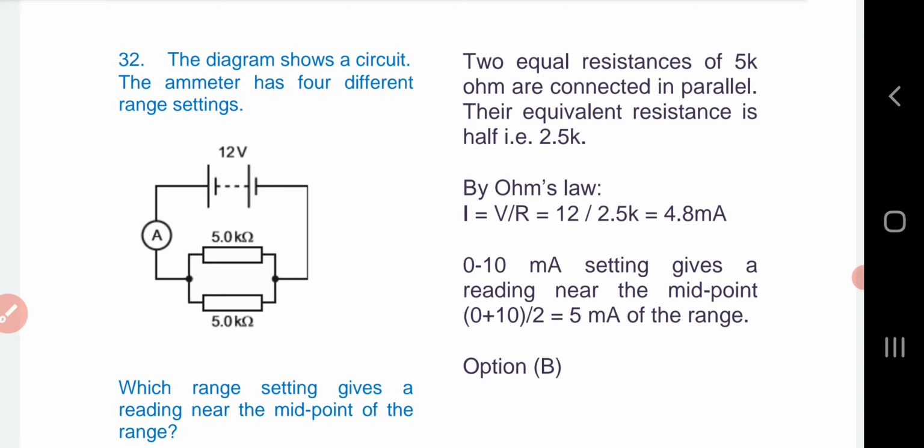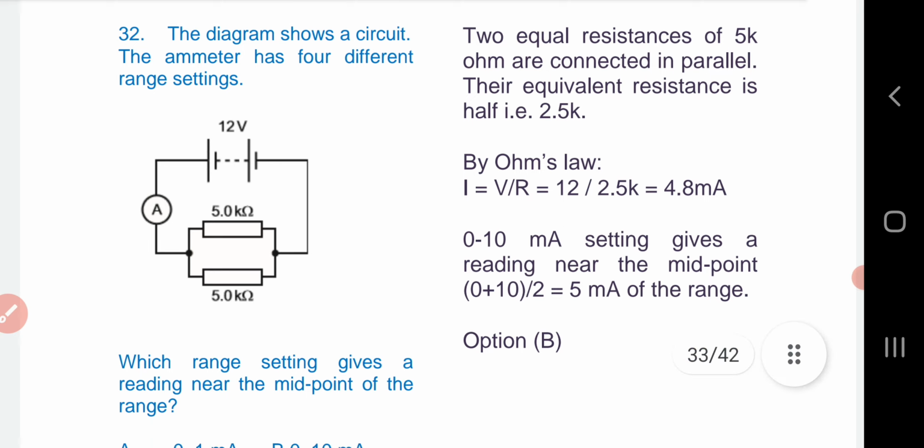By Ohm's law, we know that I is equal to V over R. So, voltage is 12 volts and the equivalent resistance is 2.5k. So, the total current flowing through the circuit is 4.8 milliampere, and that total current will be measured by the ammeter. So, the 0 to 10 milliampere setting gives a reading near the midpoint, that is (0 plus 10) over 2 is equal to 5 milliampere, the midpoint of the range. The answer is option B.